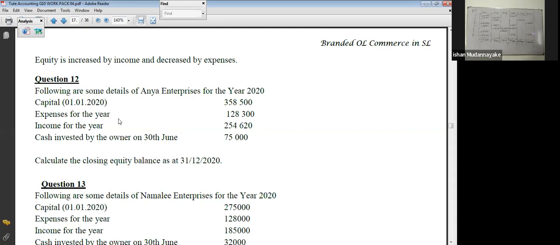Right. We'll move into page number 12. Sir, I think you gave question number 10 as homework before. I think we haven't discussed question number 10. No, sir, we haven't discussed. Alright, then question 10 is homework, right? We will discuss question number 12 now. It's one of the small questions.